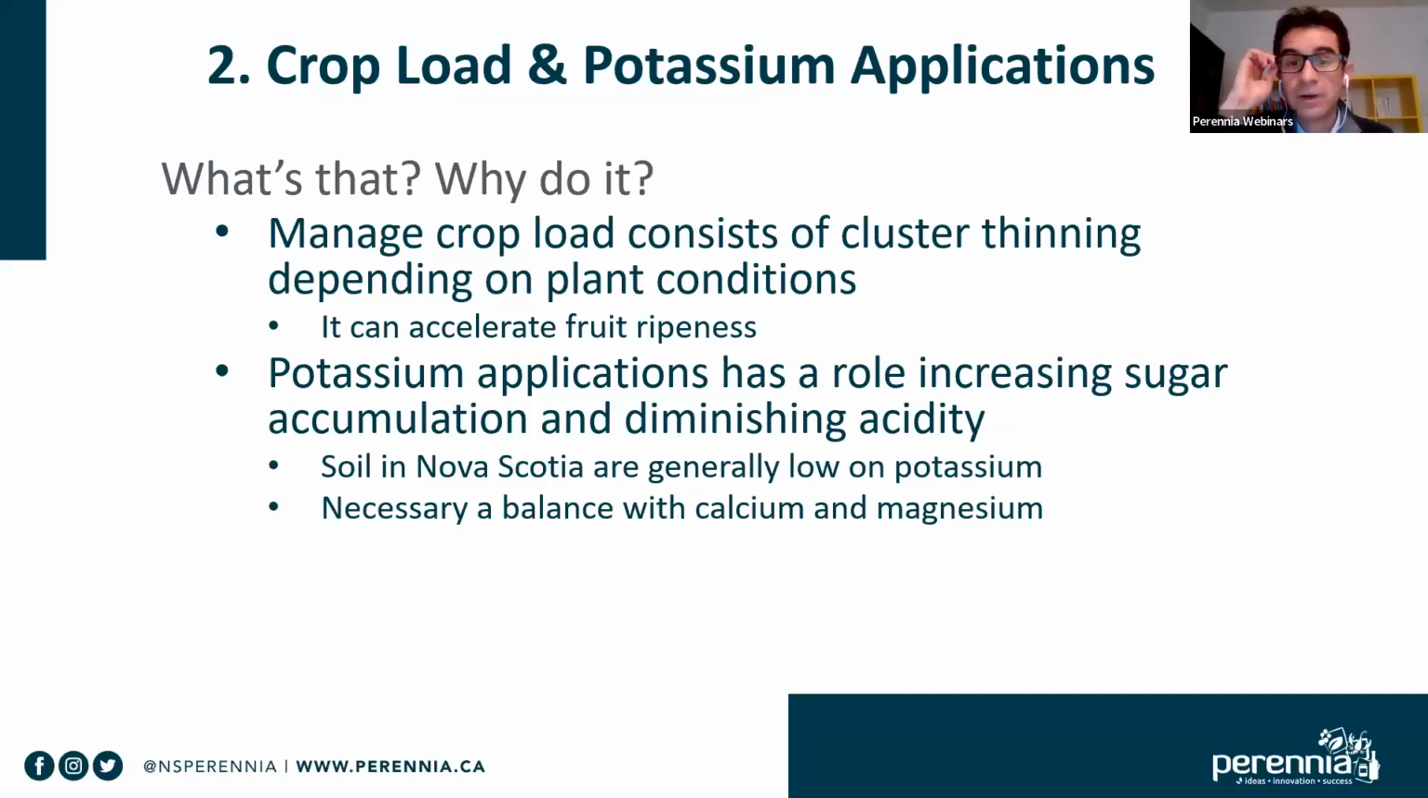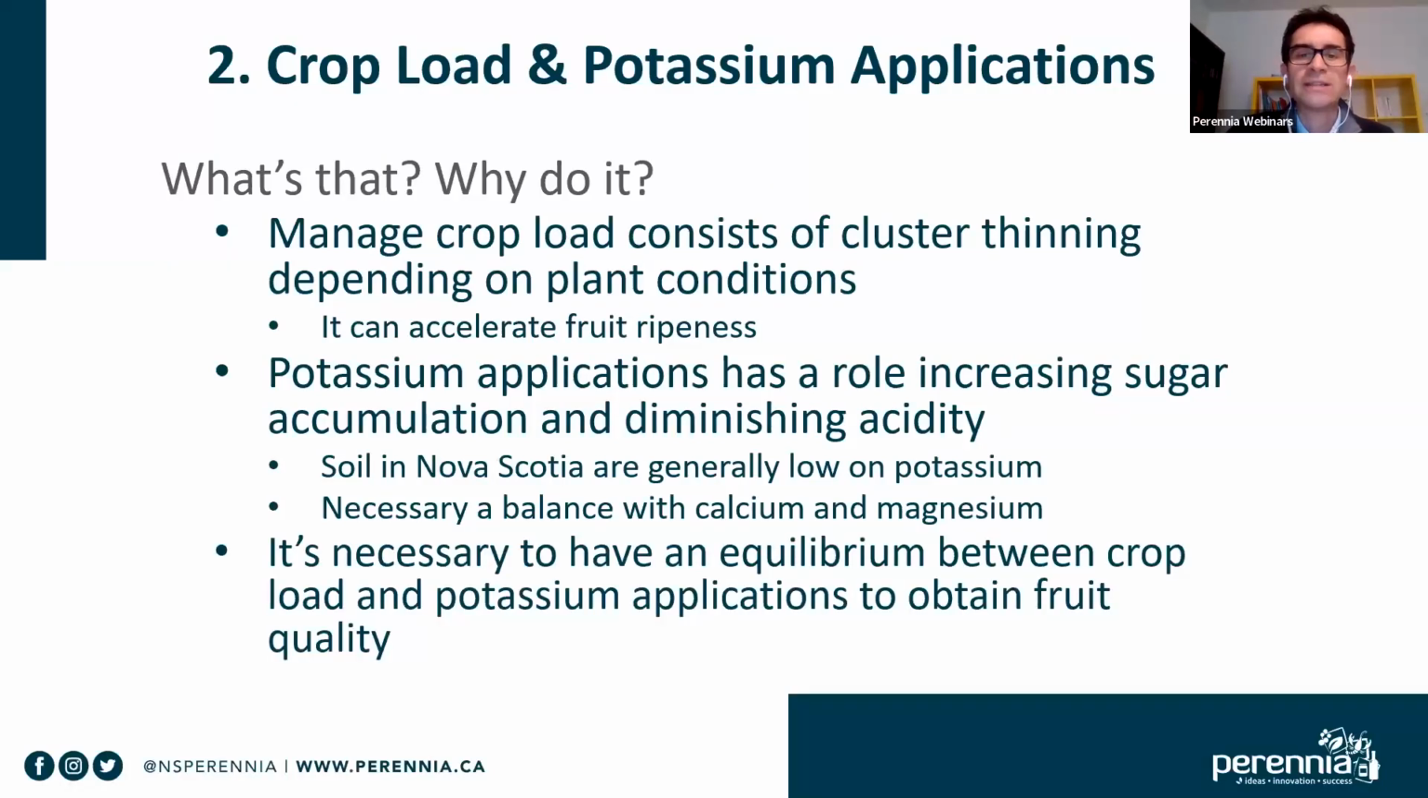Again, you have to remember that the cations, all these nutrients with positive charge, need to be in a certain balance. So if you have too little potassium and too much magnesium, it will be worse for potassium. But if you have a lot of potassium and even higher magnesium, it can also be negative. And this will be mentioned throughout the presentation as well. So it's necessary to have an equilibrium between crop load and potassium applications to obtain fruit quality.